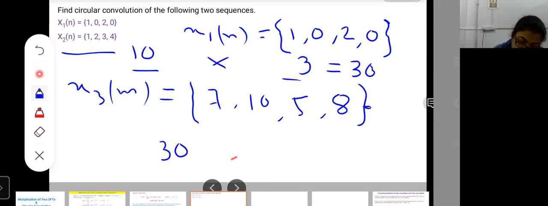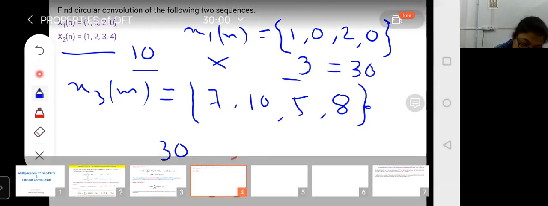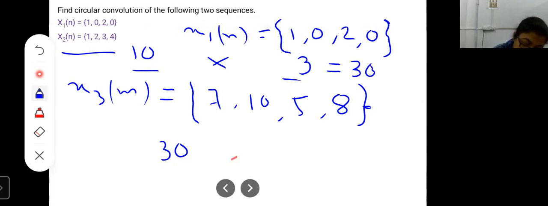That means, this is the cross check process, if the summation of all the x3[m] samples is equal to the multiplication of the summation of x1[n] and the summation of x2[n], then you can say that your process is correct. Otherwise you have to recheck your process again. Now this method that we have discussed till now is called the graphical approach.